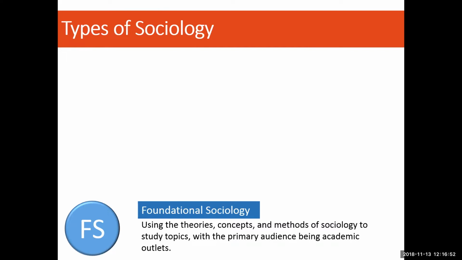And so what I've tried to do is articulate different levels of sociology to really clarify in people's minds what is applied sociology and what is clinical sociology. So foundational sociology, I would define as using theories, concepts, and methods of sociology to study topics with the primary audience being academic outlets. And for those of us who are in academia, going to promotion and tenure, trying to land an academic job, this is primarily how we're measured. This is primarily how we define ourselves.